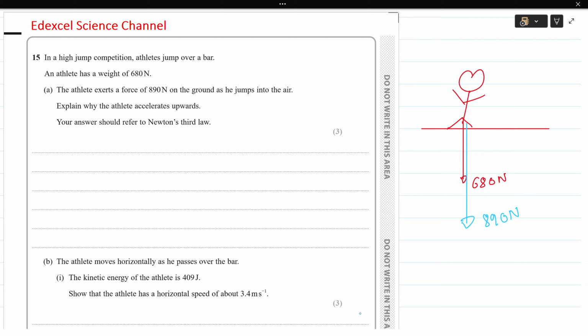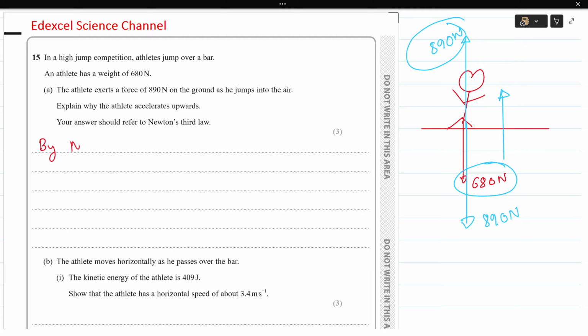Now, when he exerts this force, the ground is going to exert an equal and opposite force, which is 890 newtons, as the normal reaction force. However, this force is greater than the weight of the athlete. That is why he has a resultant force that is going upward, and since the resultant force is upward, the acceleration is also upward.